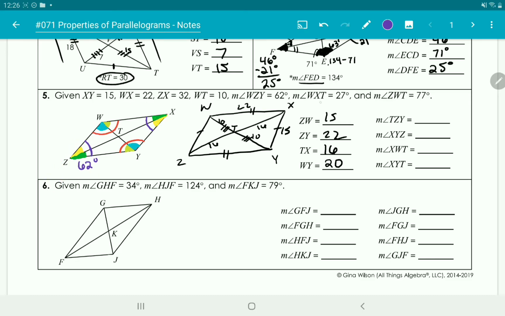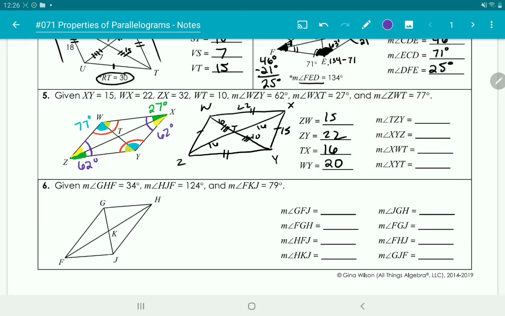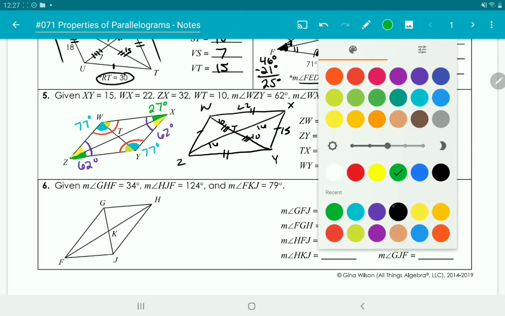Okay? WZY, it's going to be this entire angle. Okay. WXT. WXT is going to be this dark green one over here. So I'll do this dark green one. WXT is 27 degrees. Okay, so that one's 27 degrees. And then ZWT. ZWT is going to be this light blue one over here. Is 77 degrees is what it says. Okay? Now that you have this, you know that these are going to be the same, so 62 and 62. We know the 77 is going to be the same. Okay, we know the 27, the two green ones are going to be the same.